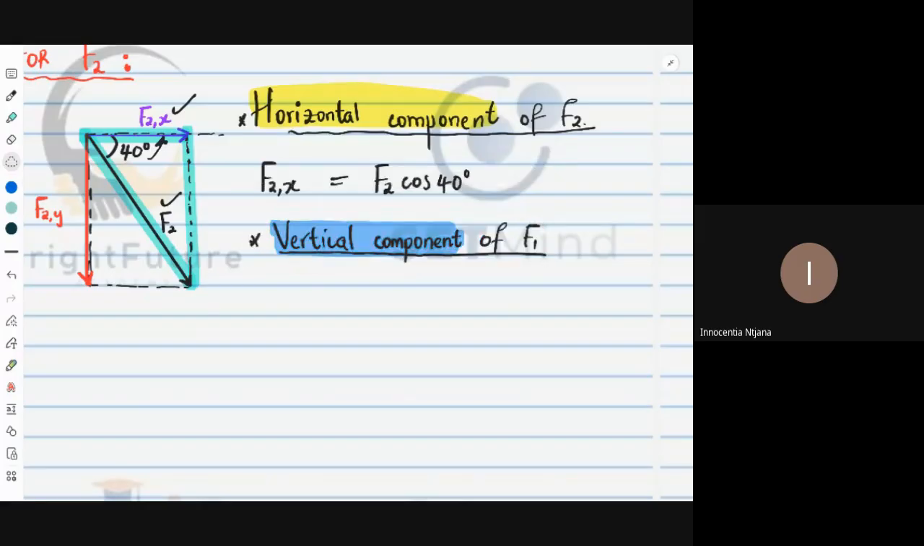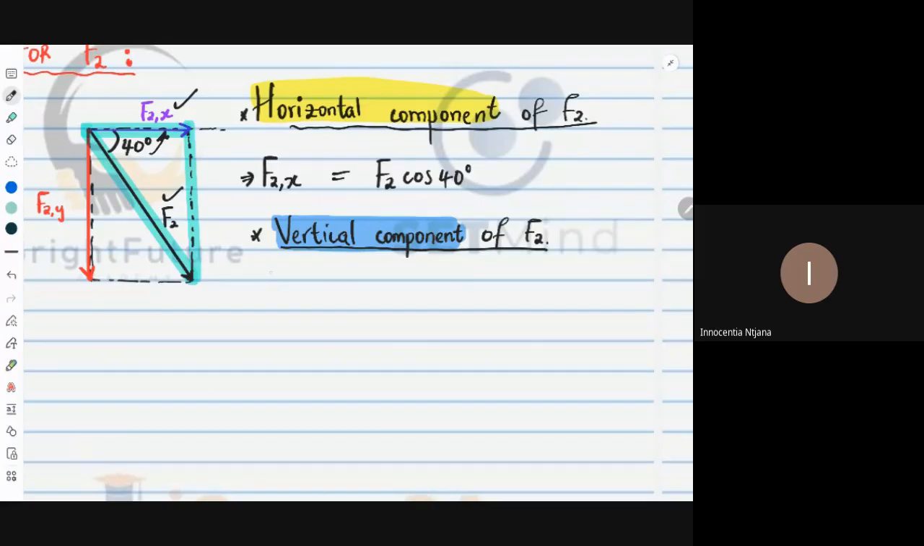Okay, so now we have this guy, the vertical component of F2. Notice we haven't substituted any values. We are just relating these things for now. So we say the vertical component would be, oh, this one. We want F2Y now because that's the vertical component. F2Y is simply F2 times sine 40 degrees.